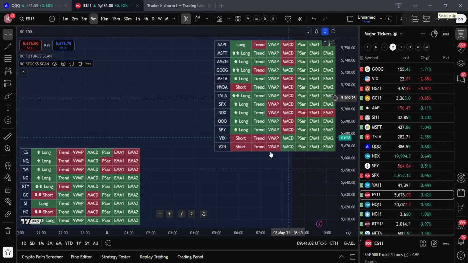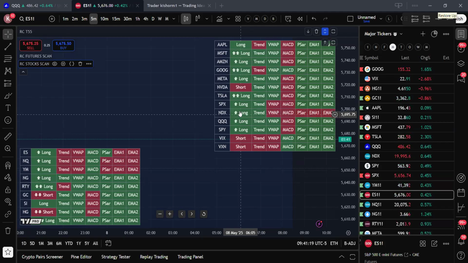For example, here Google is looking good. It is telling it is above the white line, and also most of the parameters are green. If you see NDX, it is telling it is above the white line, but most of the parameters are red. That means it is not a good time to go long because all these are red. So now let us go and look for natural gas. Hope it is making sense.